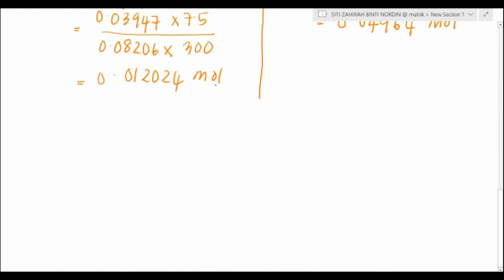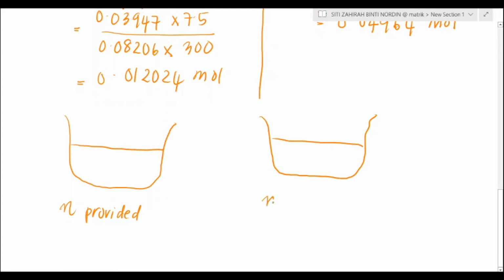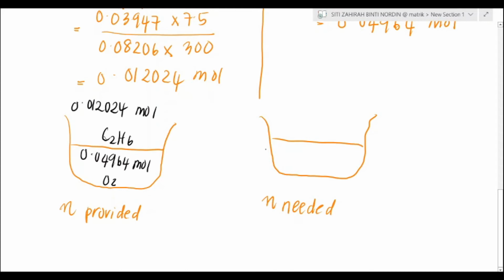Okay, so now draw your beaker or your ratio, depending on what method you want to use to find the limiting reactant. Well, I'm used to using my beaker because I found it easy to have my information in one place. So my mole provided, and this is my beaker of mole needed. 0.012024 mole. This is the mole for C2H6, while the mole for oxygen is 0.04964 mole.